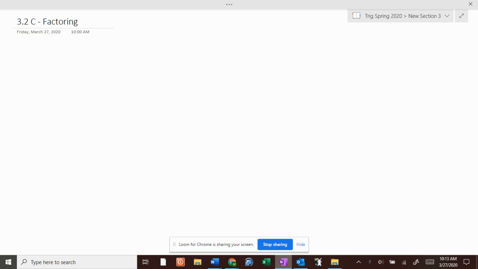Section 3.2c, we're going to do factoring now. And you're wondering, why aren't we doing any of this on Math Excel? Well, this chapter and Math Excel are absolutely horrible. And so that's why we need to do it on paper so we can write out the work instead of just guessing what the answer is on Math Excel.